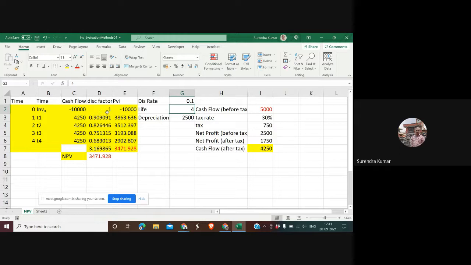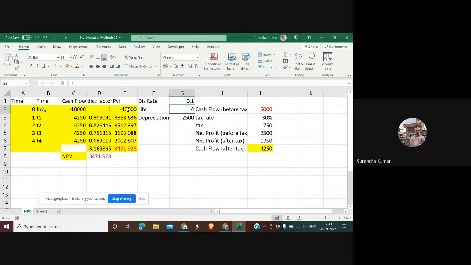So that's how present value factors, or discount factors, are arrived at. This discount factor is multiplied with cash flow, so you get the present value of each of the cash flows, and that's how you calculate your net present value. This net present value, I have shown it in red font, which is 3,471.928. So this 3,471 rupees and 92 paisa, if we are talking in rupee terms, is the net present value.